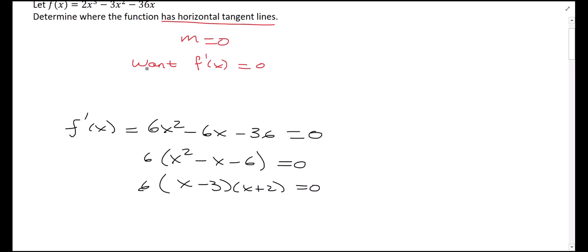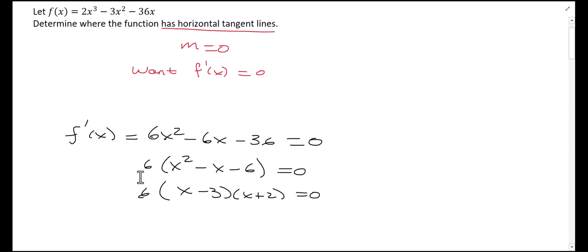So that means that this function has two horizontal tangent lines. We have one when x minus 3 is 0, which means when x is 3. And we have another one when x plus 2 is 0, which means when x is negative 2. So at those two values, our function up here is going to have horizontal tangent lines.